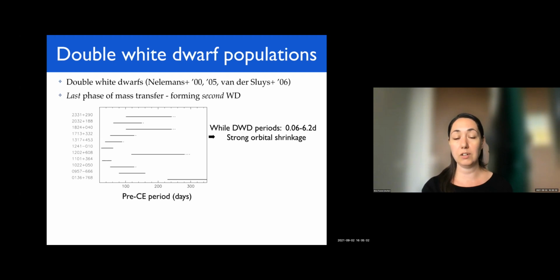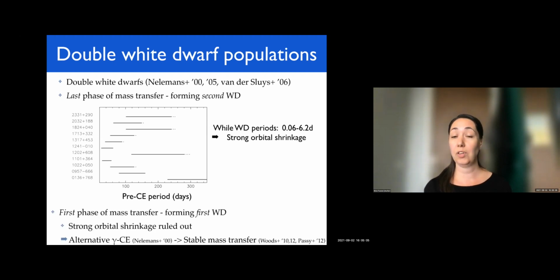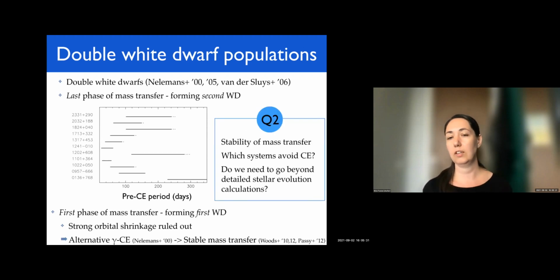It also gives some unexpected things. For example, the first phase of mass transfer, so when that first white dwarf is created, that we do not see that strong orbital shrinkage. So this has led people to propose alternative common envelope phases, but in recent years, more attention has also gone to studying stable mass transfer, very non-conservative stable mass transfer here. So my first discussion point would be which systems avoid common envelope evolution, which do not.